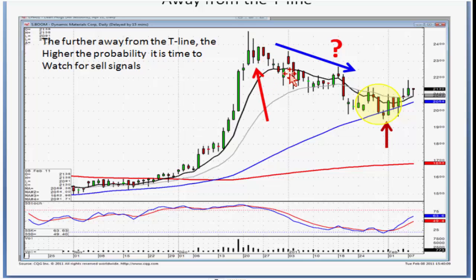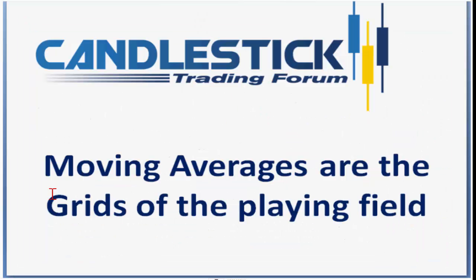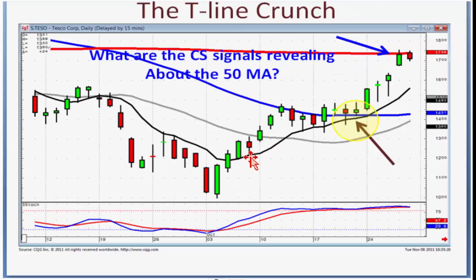So same scenario up here. When we start moving away from the T line, it's going to come back and test it. Same scenarios with the major moving averages. The further away we move from a moving average, the more likely they're going to come back and test it. So moving averages are just like grids on the playing field. They just give us the targets, and we can see exactly what happens at those moving averages.